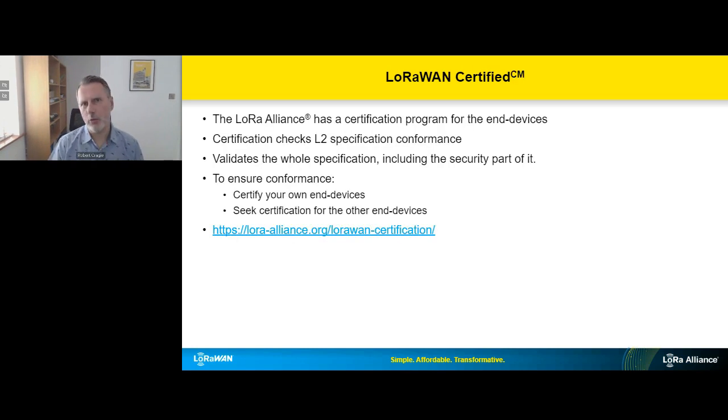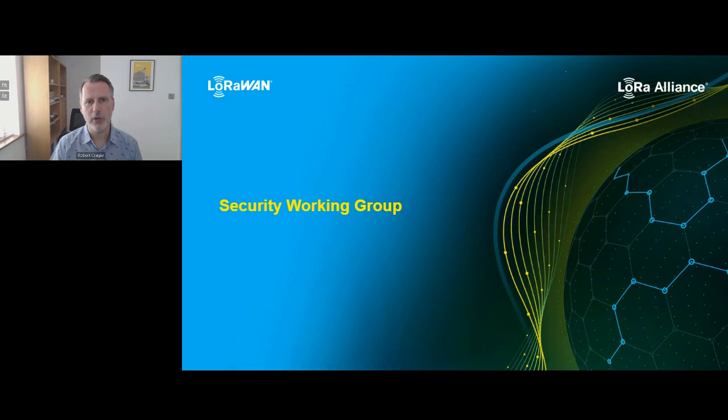And just to quickly mention LoRaWAN certified. The LoRa Alliance has a certification scheme, which is mainly for L2 specification conformance. And that proves that a device meets the L2 specification, which is where the protection described by Alper is specified. So again, to ensure conformance, make sure your own devices are certified, and if you're using other people's devices in your system, make sure they're certified as well. And there's a link there to give you much more information about certification.